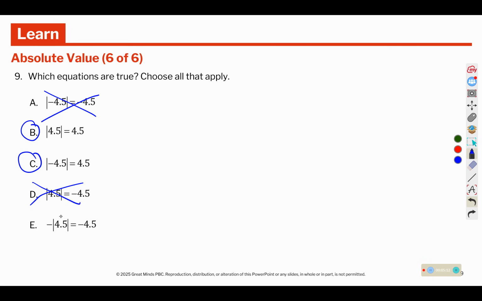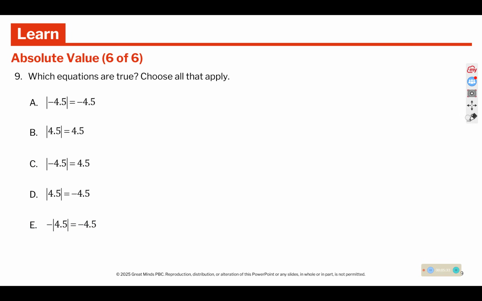This one says take the absolute value, that distance, and then do the opposite. Well, the absolute value of 4.5 is 4.5, and the opposite of 4.5 is negative 4.5. So E is a true statement because the negative is outside of the absolute value bars.